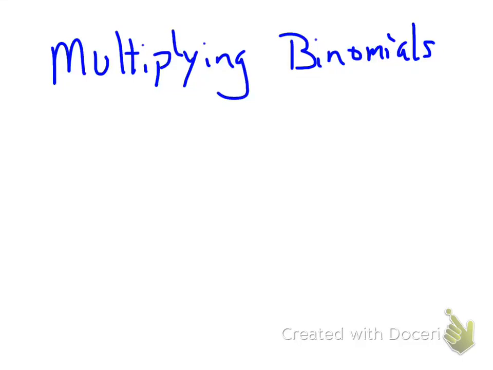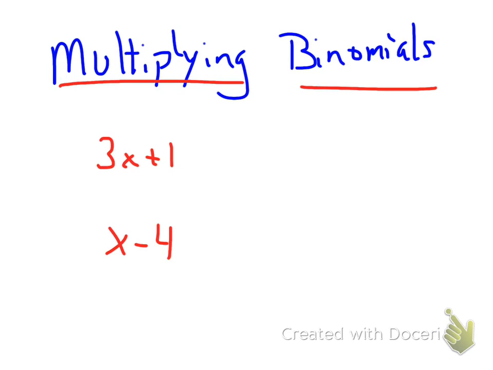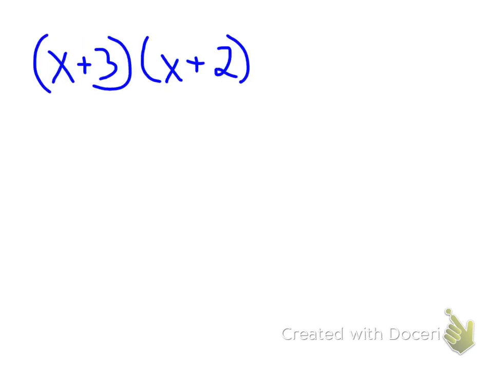In this video, we're going to be talking about multiplying binomials. A binomial is anytime we have two terms. It's a polynomial that has two terms. Something like 3x plus 1, that's a binomial. X minus 4, that's a binomial. If we're going to be multiplying binomials, an example of that would be x plus 3 times x plus 2.